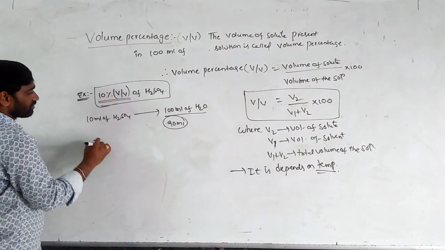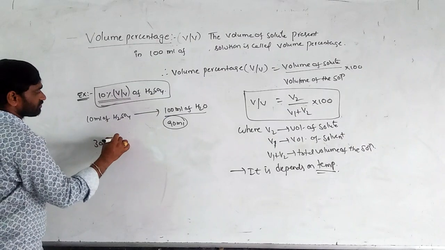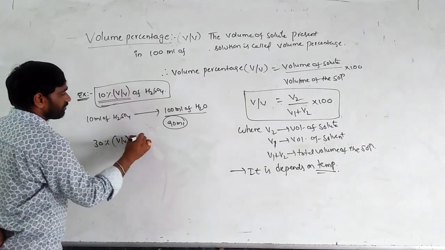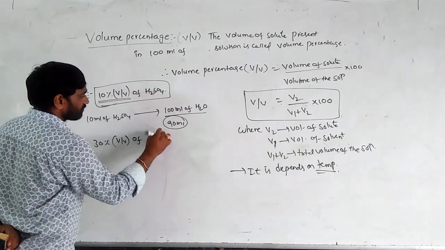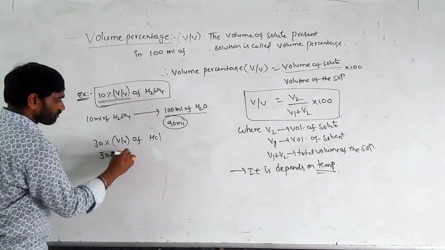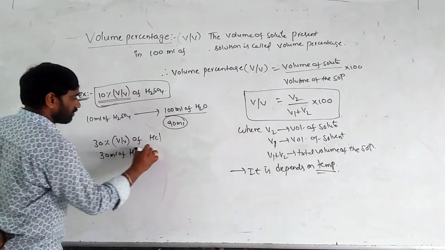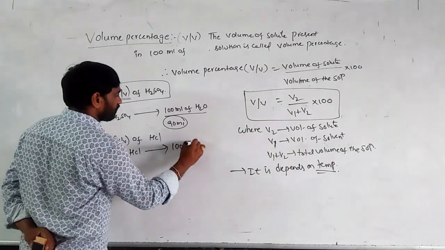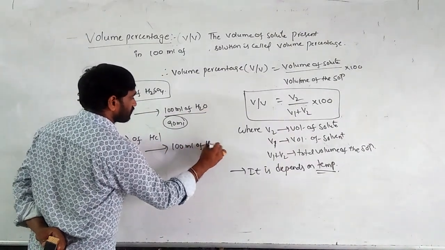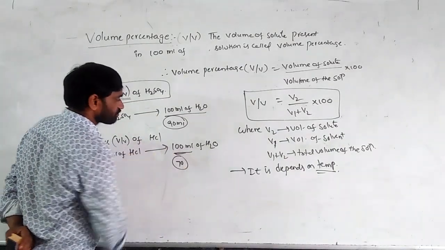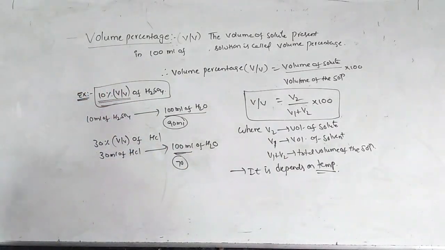Next one, 30% volume by volume of HCl. That means 30 ml of HCl present in 100 ml of water. 100 minus 30, that means 70. This is volume percentage.